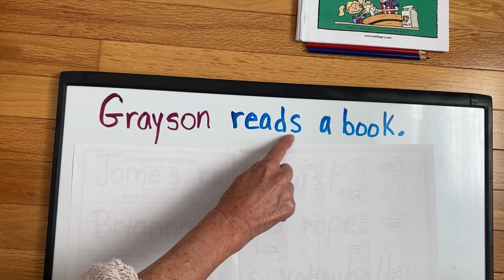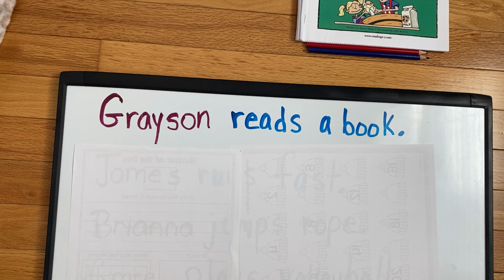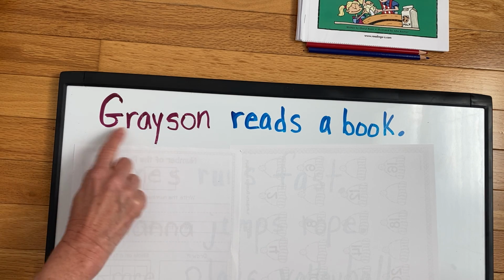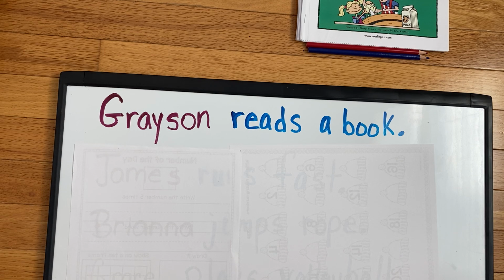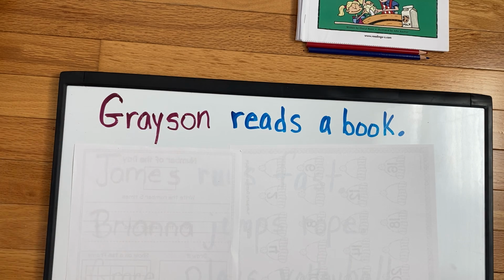Grayson reads a book. Now, if I were to ask you, who is this story about? Is it about, or not the story, the sentence. Would you say Brianna? No. Would you say the sentence is about James? No. Who's it about? Whose name is that? That's right, it's Grayson. So the naming part of this sentence is Grayson.